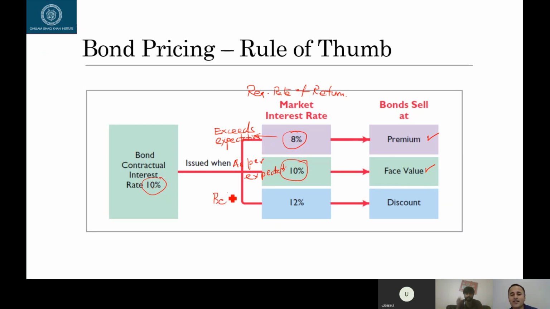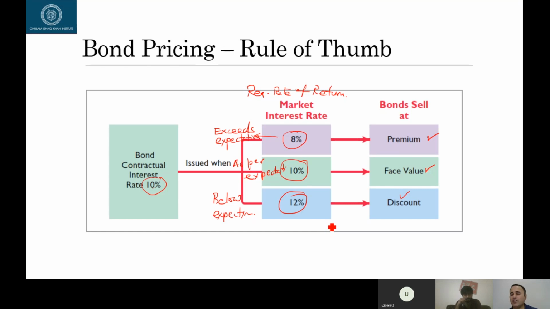And this is less than our expectations. Yes, below expectation. Why is it below? Because 12% is more than 10%. So it's below expectation. I was expecting more and the bond is paying me less. So that bond will be sold at a discount.